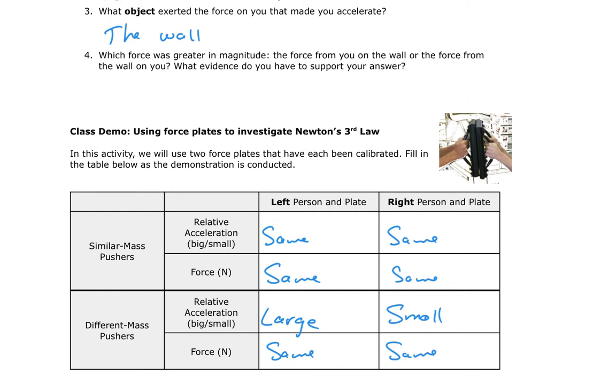Now, why did I have much more acceleration? Because I had much less mass. Why did Mr. Higdon have a very small acceleration? Because he has much more mass. So what we're going to see as we go forward is that Newton's third law requires there are two objects and that they're exerting the same force, but the same force acting on different objects will have a different result, okay?